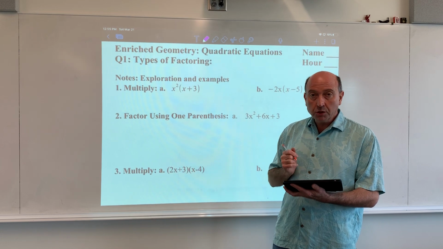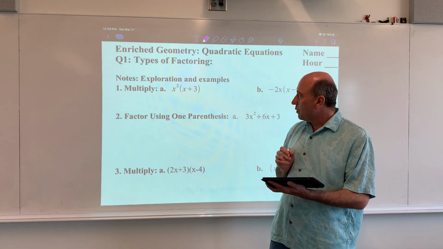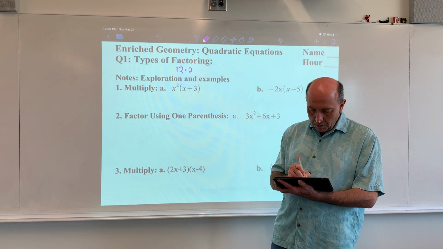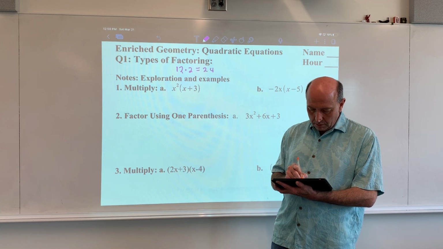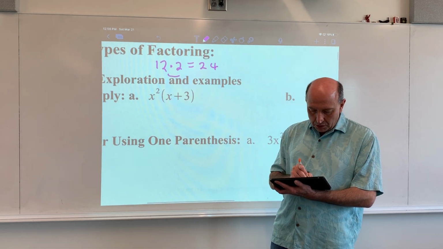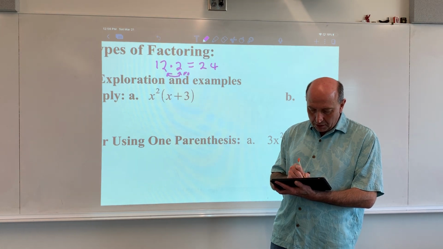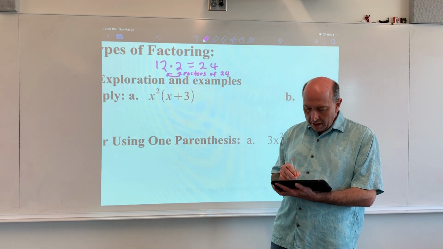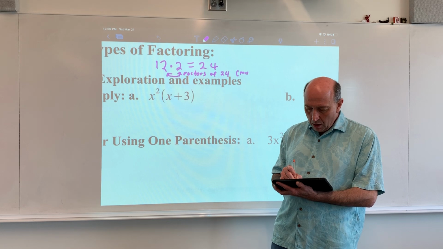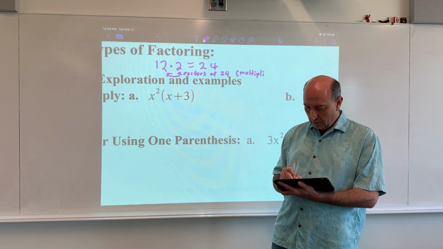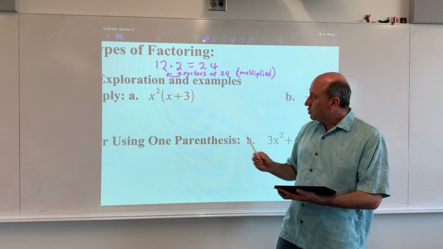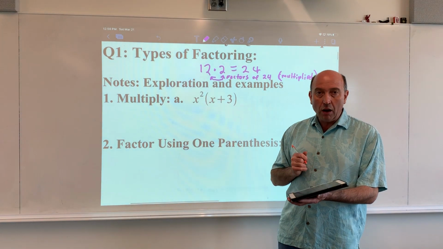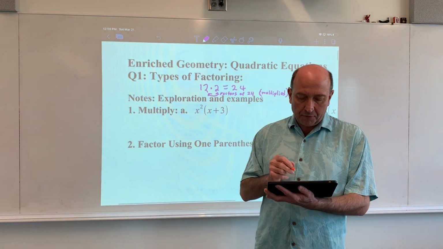All right, multiply. All right, let's see where we are. Factoring, by the way, factoring. 12 times 2 is 24. So these things are called factors because they're multiplied together. So those are factors of 24. So when you think factor, think things that are multiplied. Okay, so these are multiplied. So this is already factored. So when we multiply it out, we are unfactoring it. So we'll practice that first. So we will distribute.